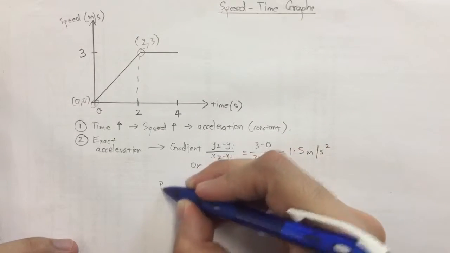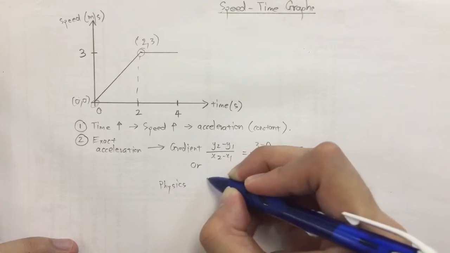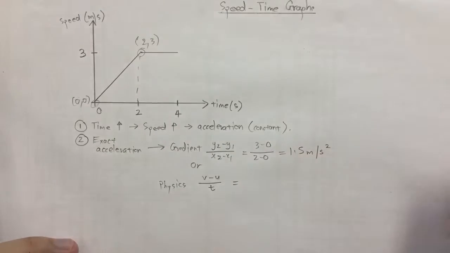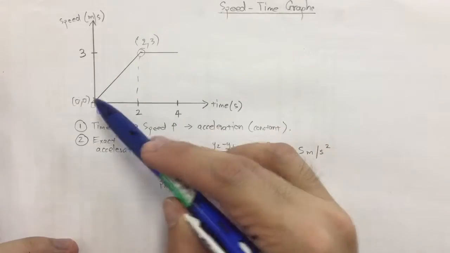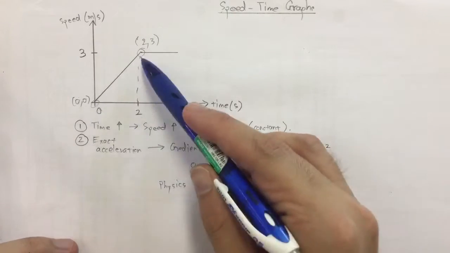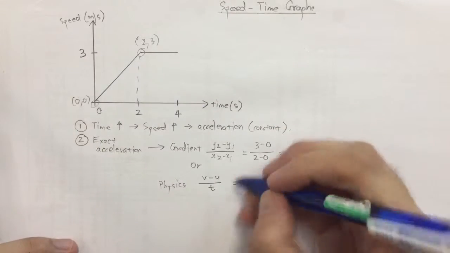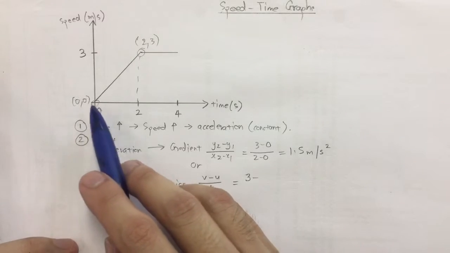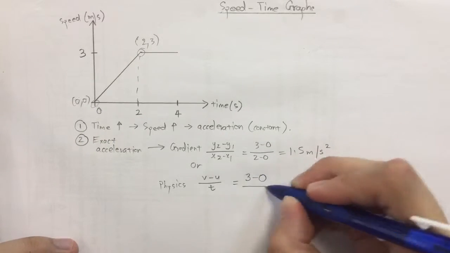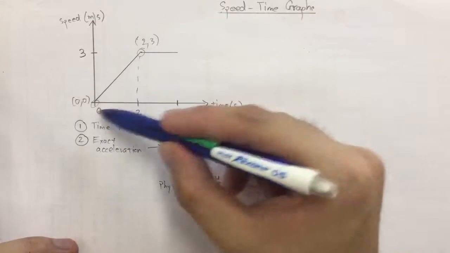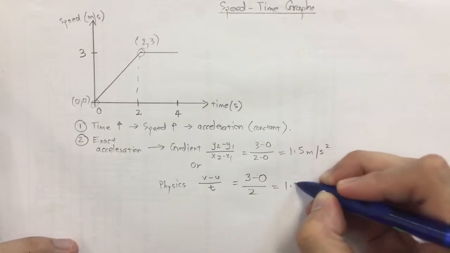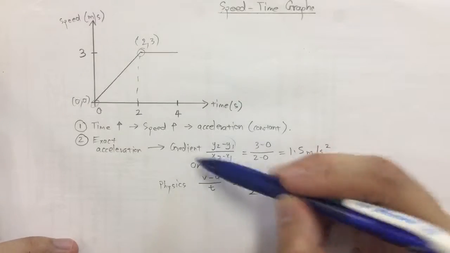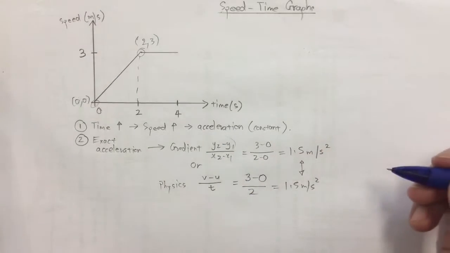Or I could use it by the physics method, to have final velocity minus initial velocity over the change in time. So what is the final velocity from here to here? Yes, it's 3. Initial velocity, starting velocity, 0. And how long did this process take? 2 seconds. And you realize that yes, I get the exact same value, no matter if I do it by the maths method or the so-called physics method.